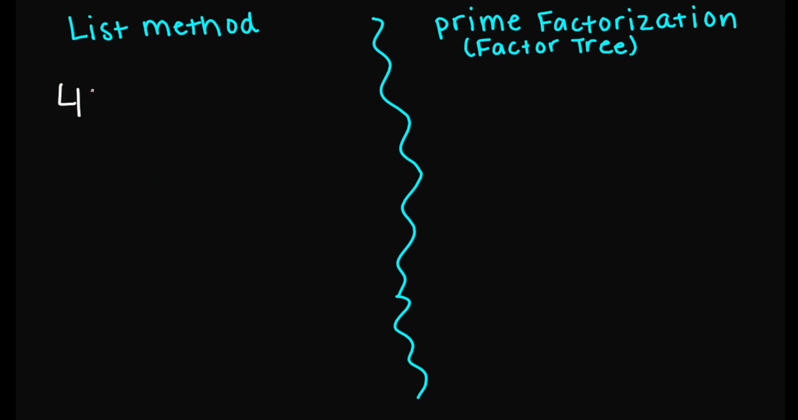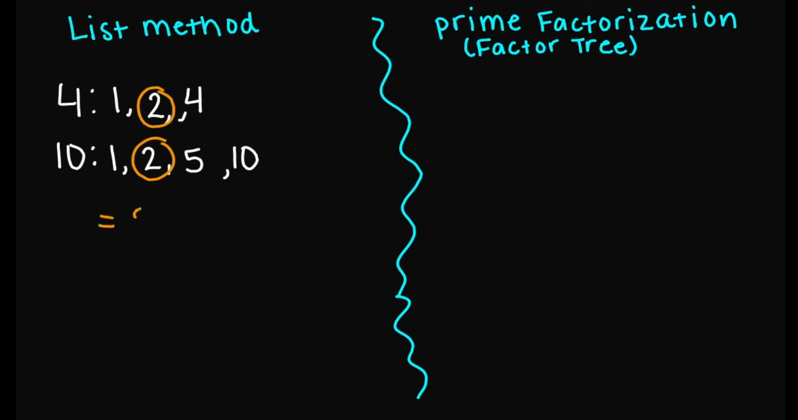Let's try 4 and 10. Numbers that, when multiplied together, give me 4: we have 1 times 4, and then we have 2 times 2. For my 10, we have 1 times 10. That's going to give me 10. And then we also have 2 times 5. This will also give me 10. The largest factor that both of these numbers share is going to be the number 2. So your GCF using the list method is going to be 2.